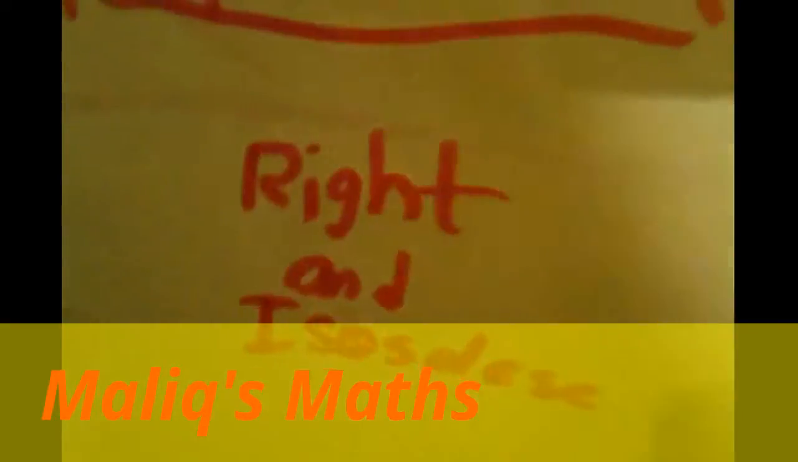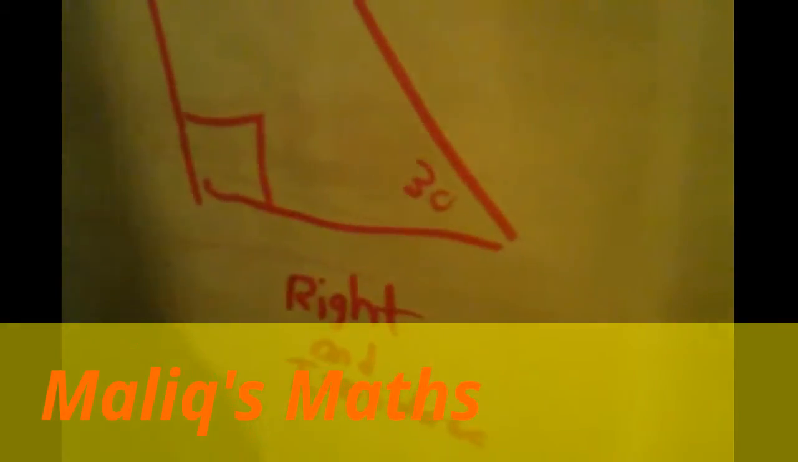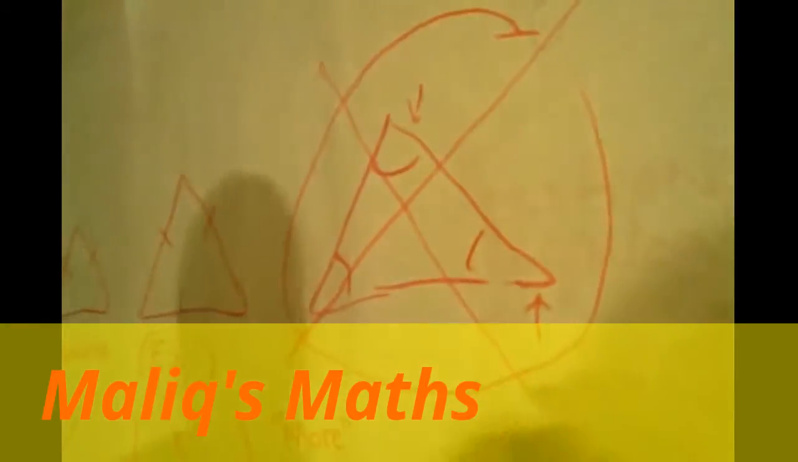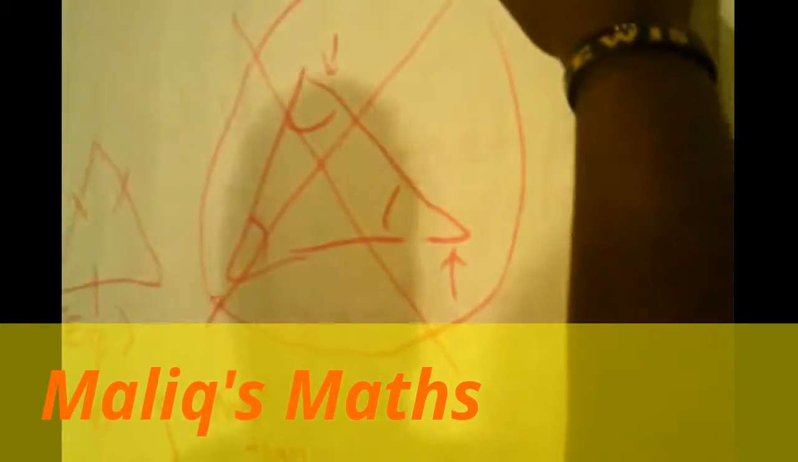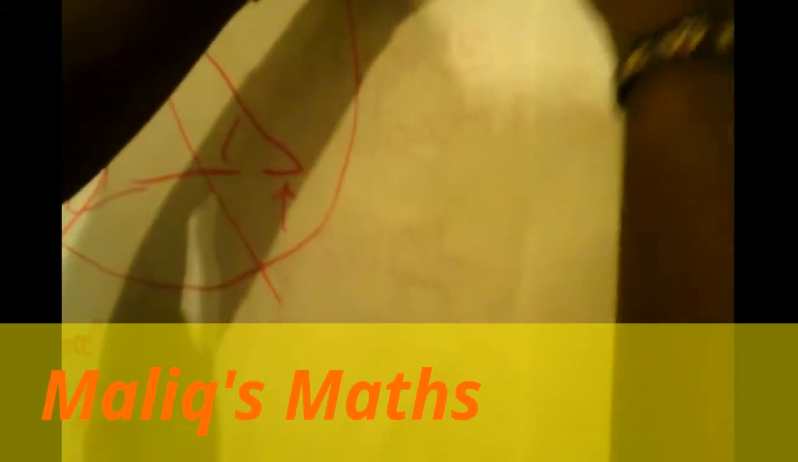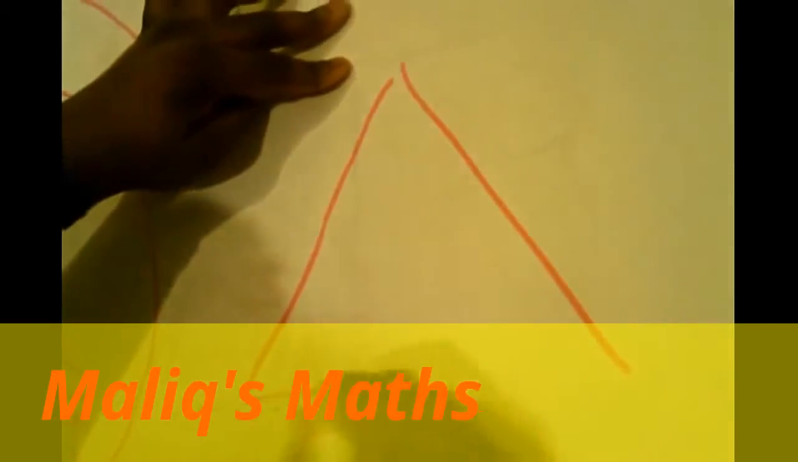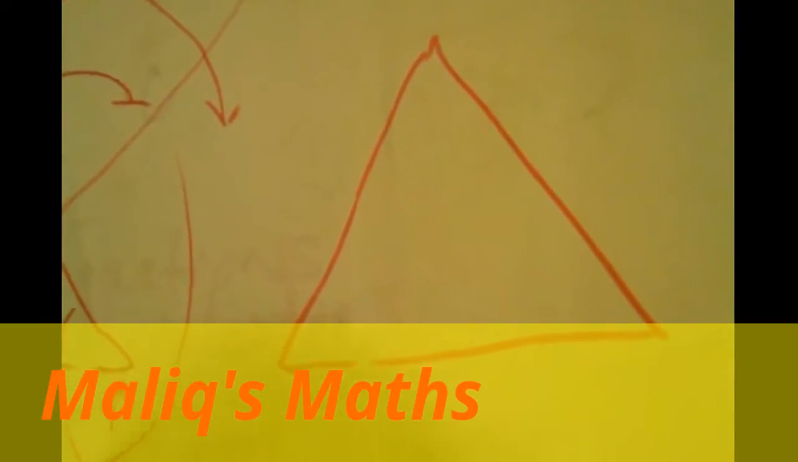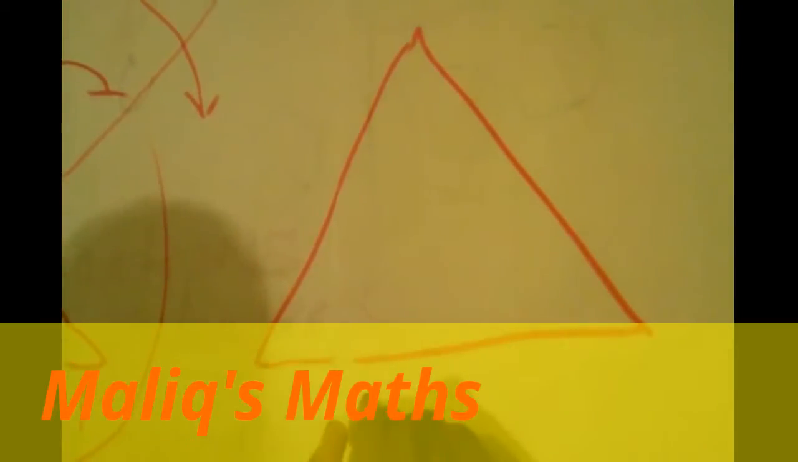Now, we're going to add another one to our triangles. We're going to take this one out and add a new one. Our new triangle has no congruent sides at all. This is called scalene.